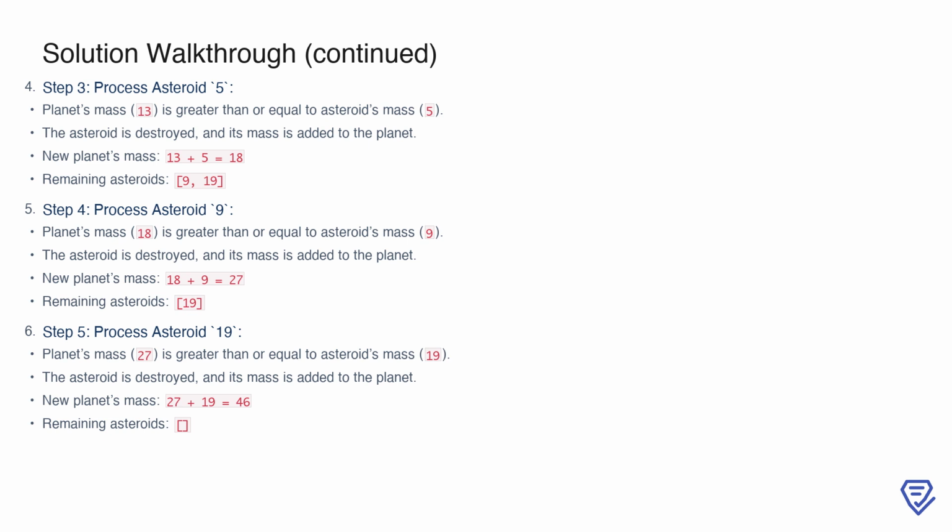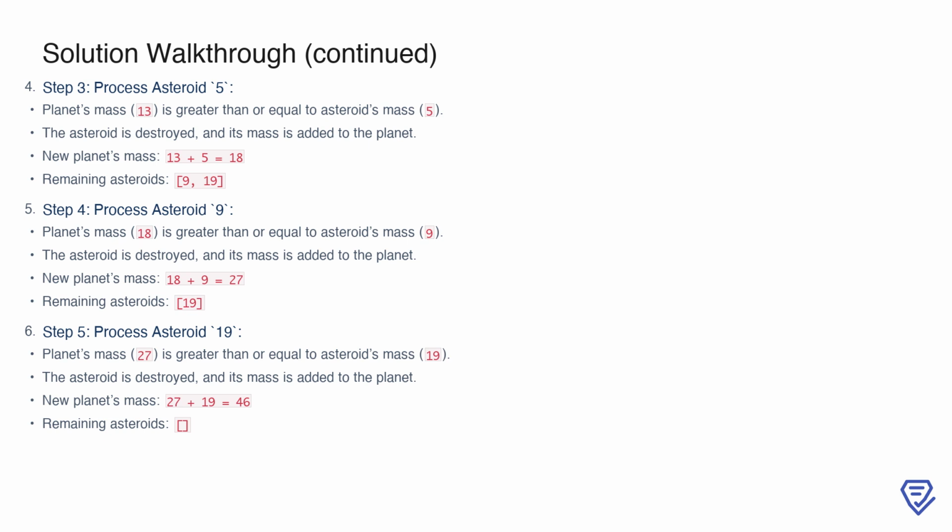Next, we process the asteroid with a mass of 5. The planet's current mass is 13, which is sufficient to destroy the asteroid. The asteroid is destroyed, and its mass is added to the planet, increasing the planet's mass to 18. The remaining asteroids are now 9, 19.